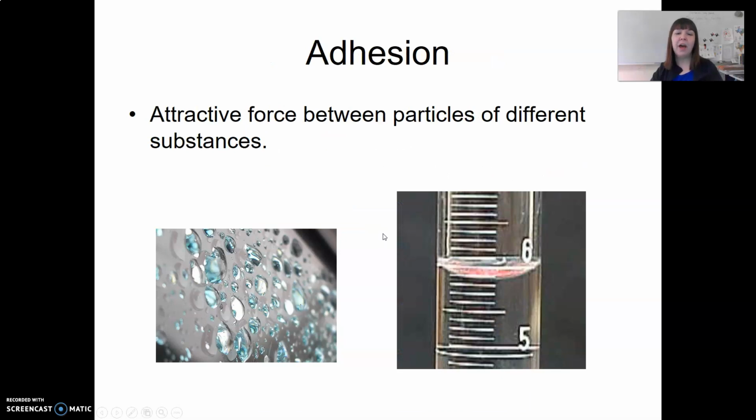Another type of force between molecules is the force between different substances. So here we have water on glass, and if you've ever noticed after taking a shower, you get out of the shower and all the glass is covered with water, that water is clinging to the glass of your shower.